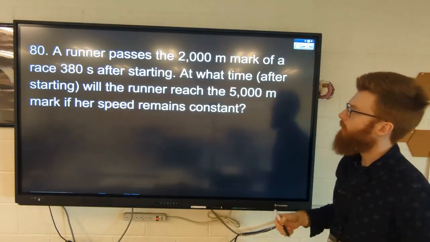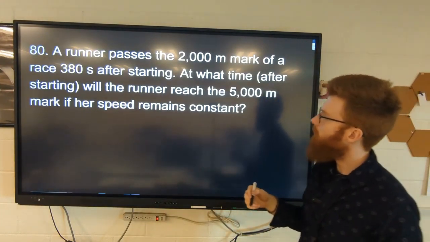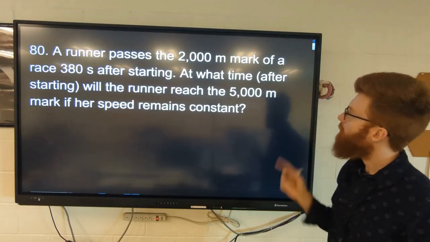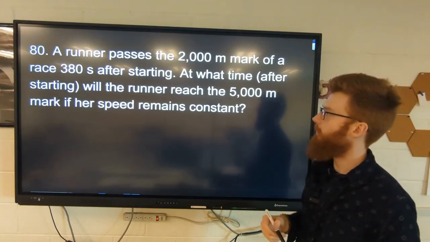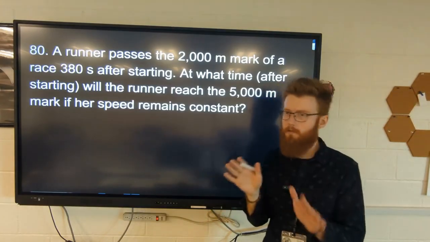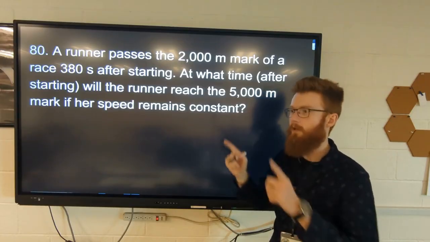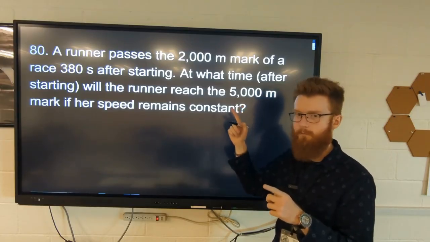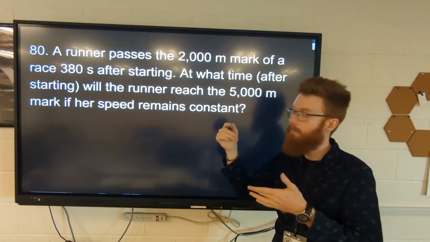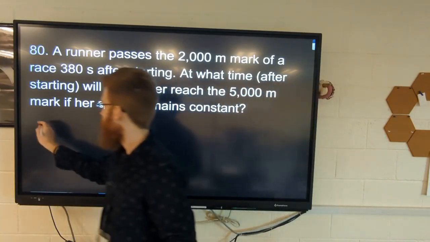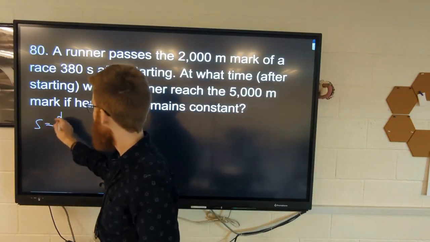Number 80. A runner passes the 2,000 meter mark of a race 380 seconds after starting. Right off the bat, I'm going to pause because this person's running. They just gave me the information I needed to figure out how fast this runner is. Well, I might as well figure that out first. Speed, it's distance over time.